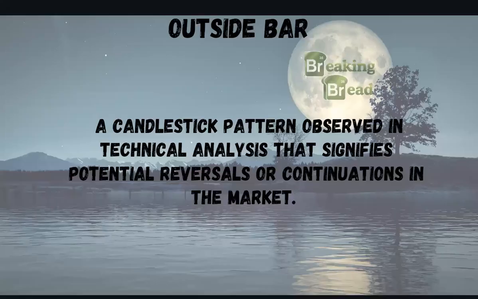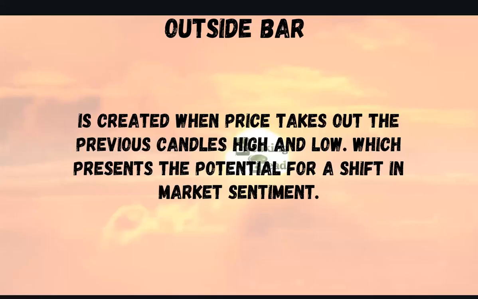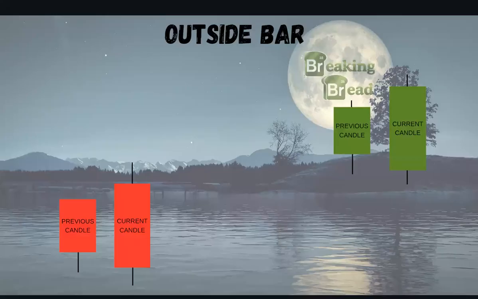So, outside bar, or outside candle, is a candlestick pattern observed in technical analysis that signifies potential reversals or continuations in the market. For the purpose of this session, we are only going to focus on the potential reversal side of the outside bar. All right, so an outside bar is created when price takes out the previous candle's high and low. Keep that in mind, the previous candle's high and low, which presents the potential for a shift in market sentiment. So outside bar, if you're not familiar with it, this is what this looks like.